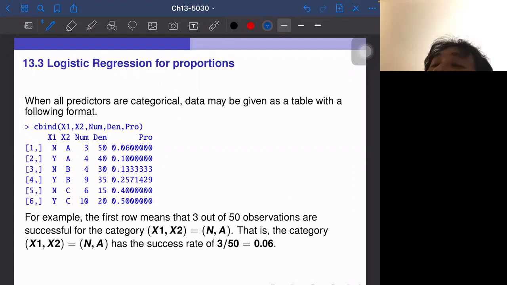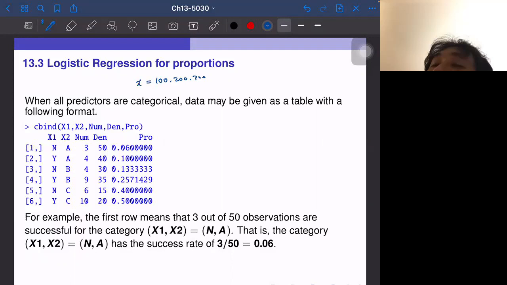For example, X is numeric, but it's fixed to 100 or 200 or 300. This is often the case for experiments, where we give a certain amount of calories to all mice. Then the data may be given as a table with the following format.